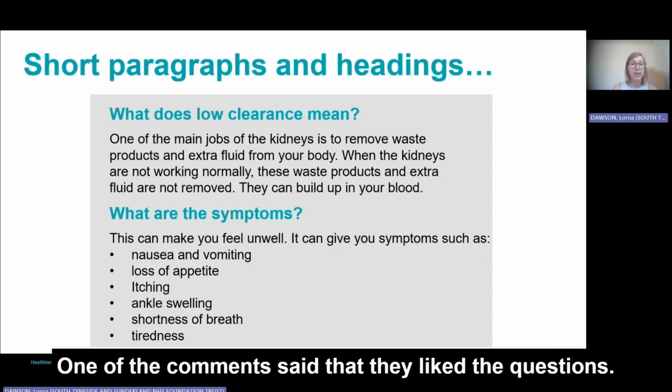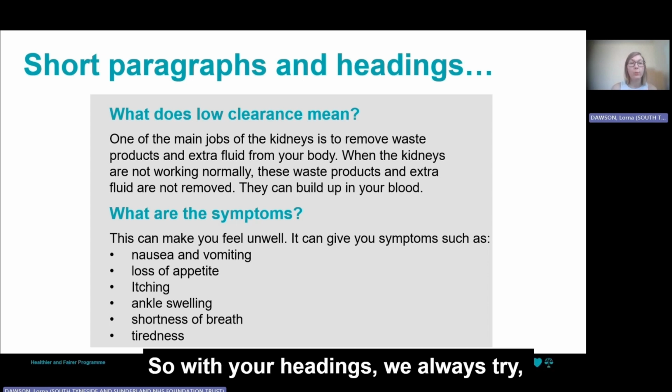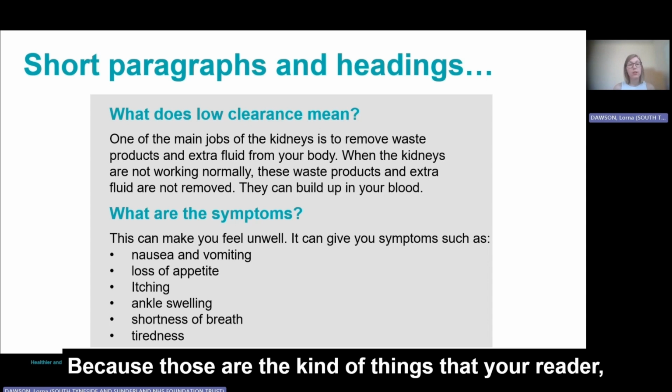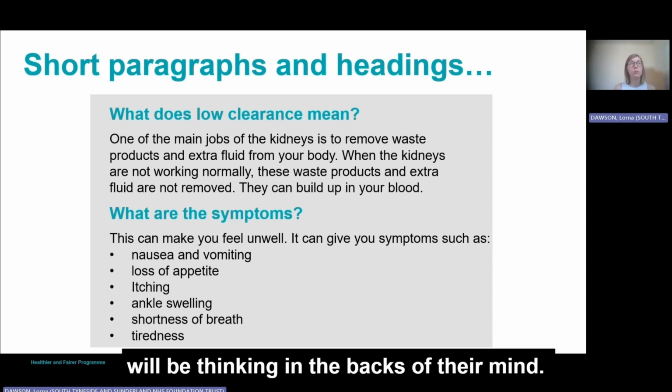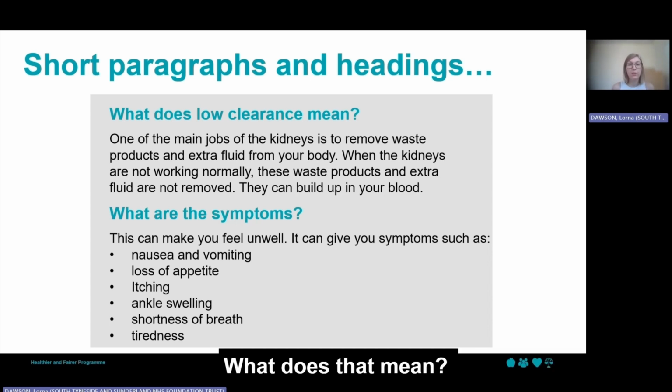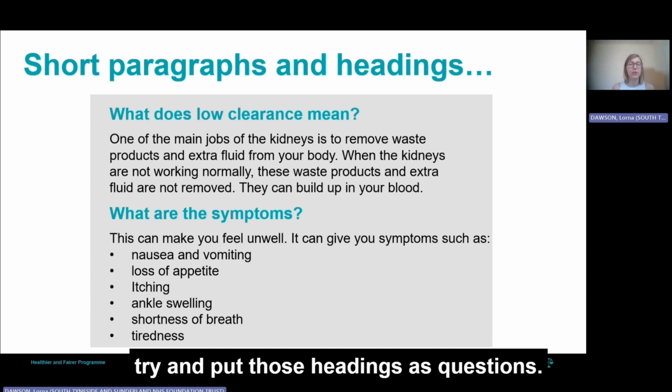One of the comments said that they liked the questions. So with your headings, we always try, as much as we can, to put them as questions, because those are the kind of things that your reader will be thinking in the backs of their mind. They're probably asking themselves these questions. What does that mean? What are the symptoms? What are the side effects? So wherever possible, try and put those headings as questions.